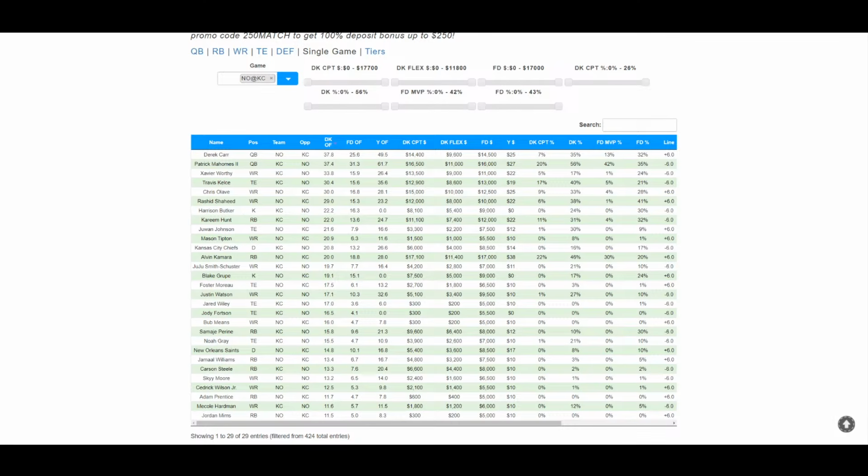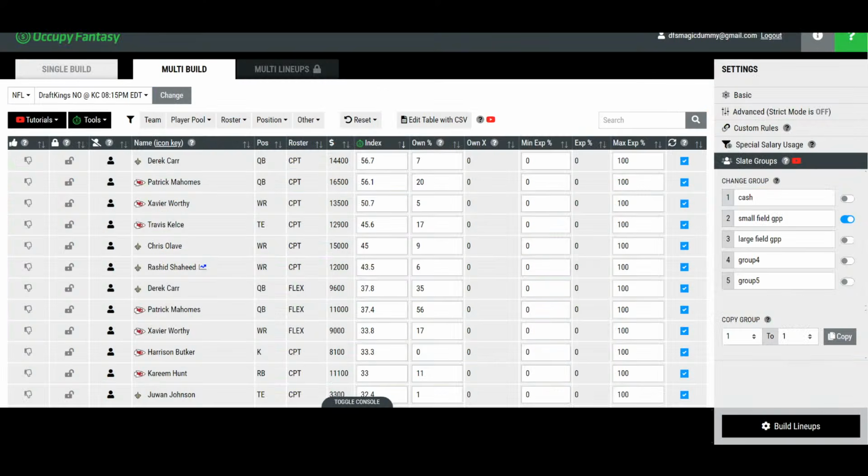Our lineup builder members have access to our lineup builder, which allows you to build up to 20 lineups if you have the standard lineup builder package, 300 lineups if you have the premium lineup builder package. And this is all the rules we talk about. You can put them in here, and I will show you exactly how I use this to build lineups for tonight's slate or for any showdown slate.